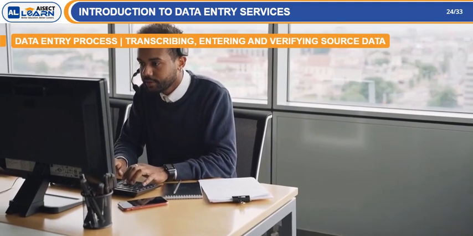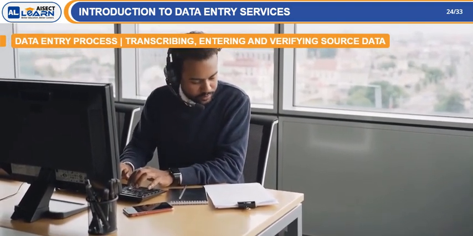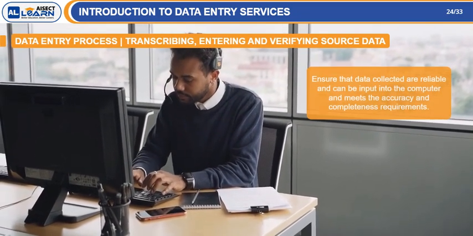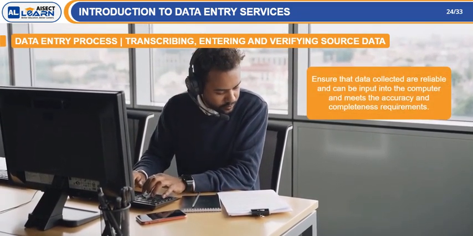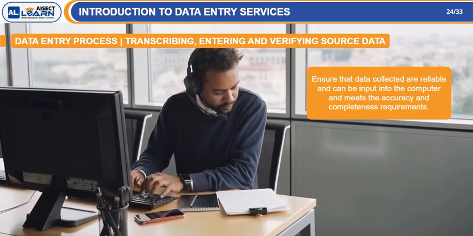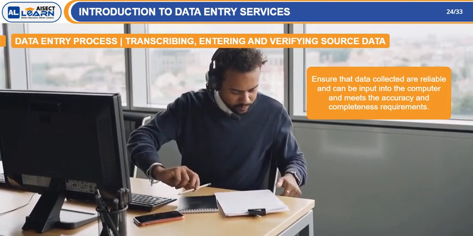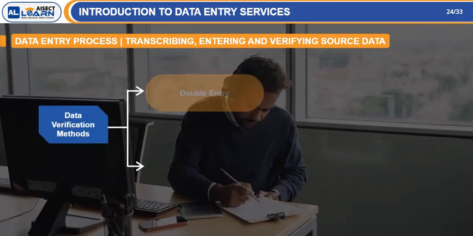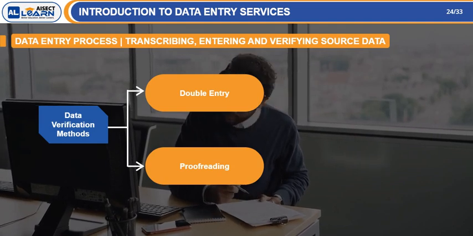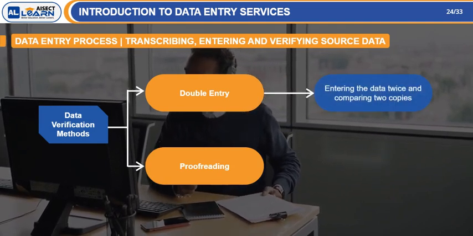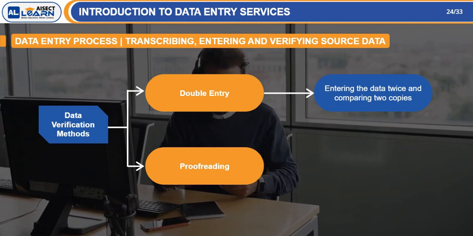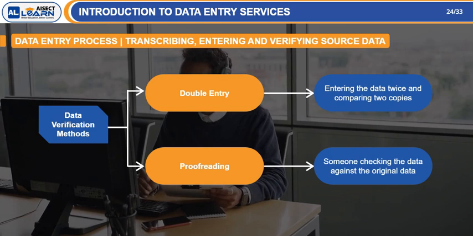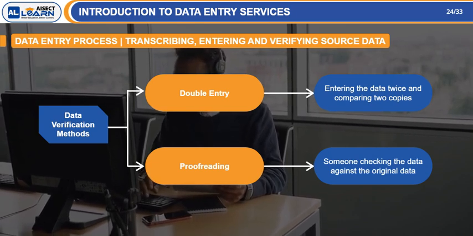The data entry operator must verify the source document at all times. The purpose of source data verification is to ensure that the data collected are reliable and can be input into the computer and meets the accuracy and completeness requirements. The two methods of data verification are double entry and proofreading data. Double entry is the process of entering the data twice and comparing two copies, while proofreading is the process of someone checking the data against the original data.